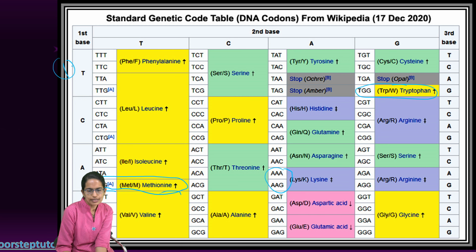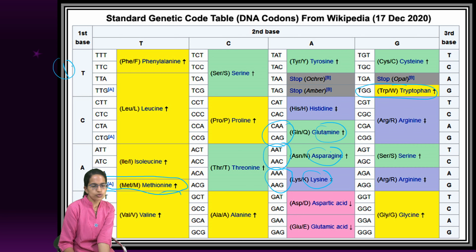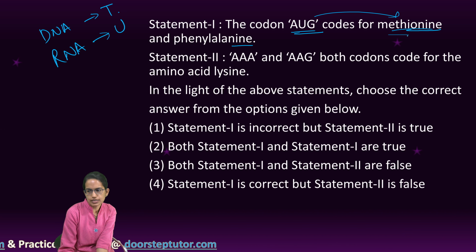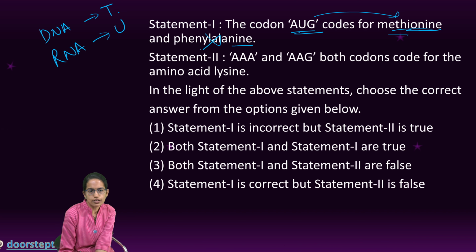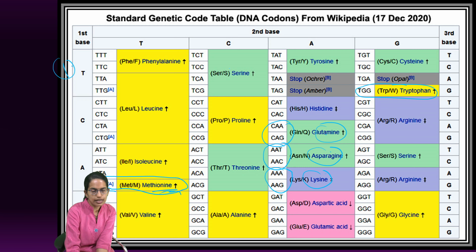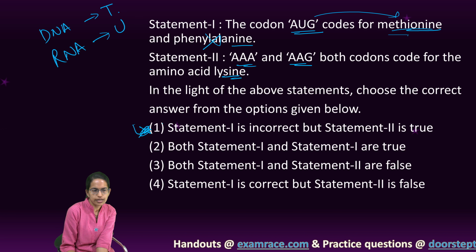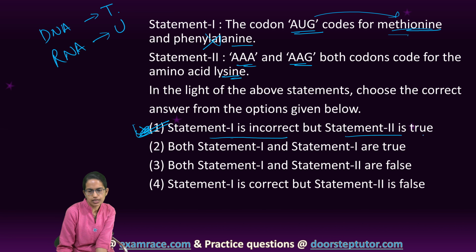For example, lysine has 2. Asparagine has again 2. Glutamine again has 2, and so on and so forth. So methionine has ATG and tryptophan has TGG. So this is not related to phenylalanine, so it's incorrect. Now AAA and AAG belong to lysine. That is correct, as you can see here. So 2 of them, AAA and AAG, belong to lysine. So again correct. So here the first statement is incorrect and the second statement is correct. So this is the right option.